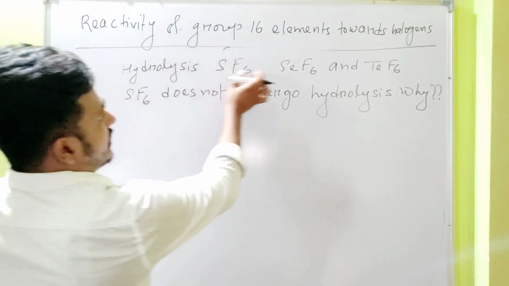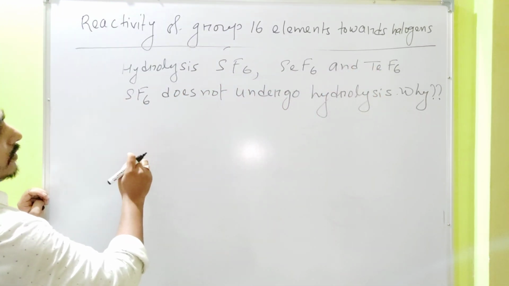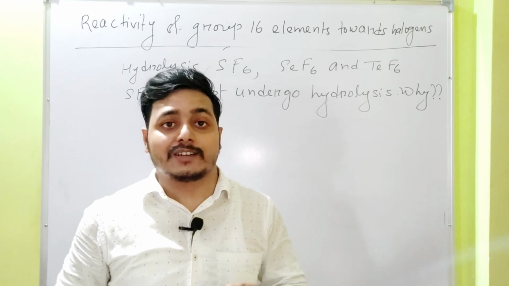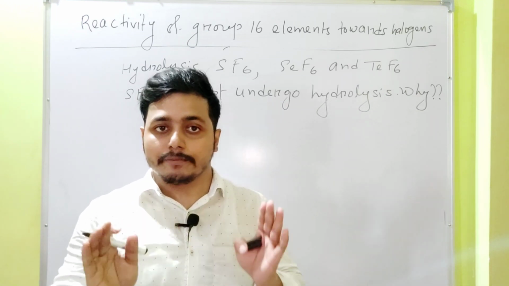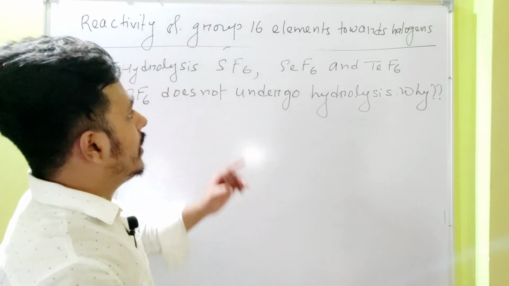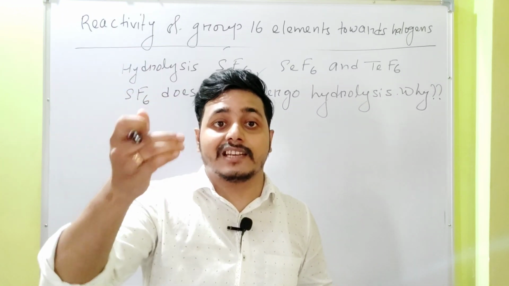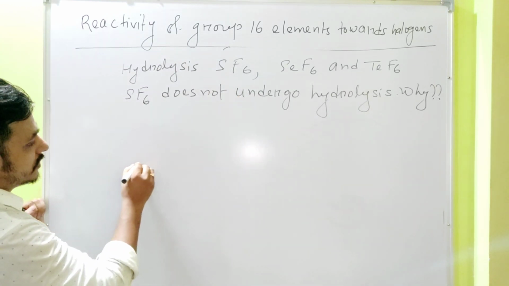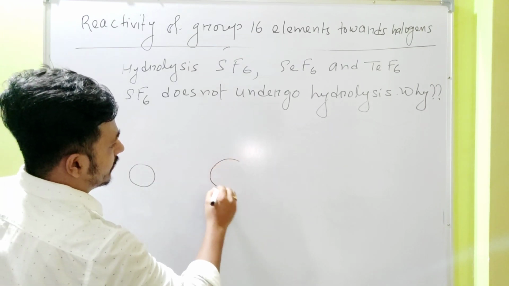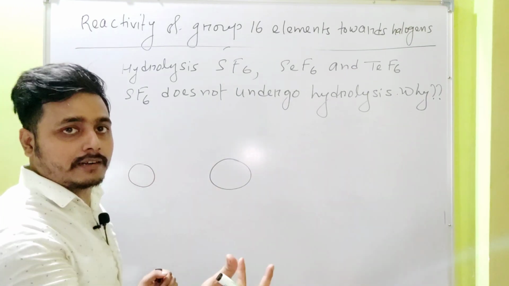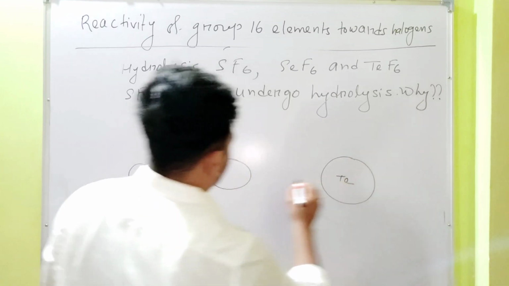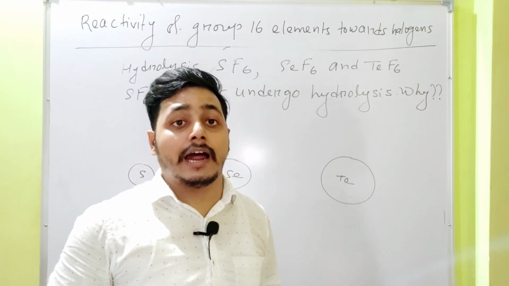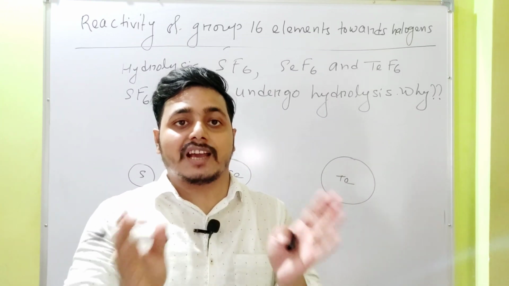Let me draw the structures of these three compounds. In all these compounds, the central atom is different, but the terminal atoms, that is fluorine atoms, are the same. As we move down the group, the size of the central atom increases from sulfur to tellurium. It means the size of sulfur is smaller compared to selenium, which in turn is smaller compared to tellurium. All these three central atoms are surrounded by 6 smaller fluorine atoms.